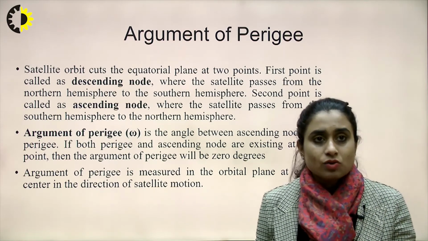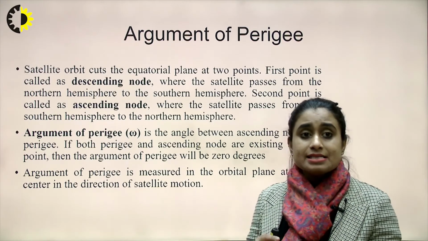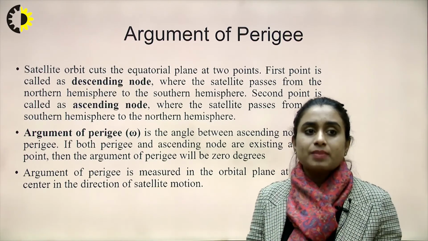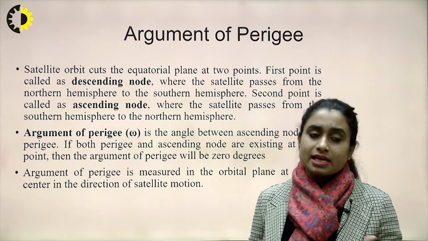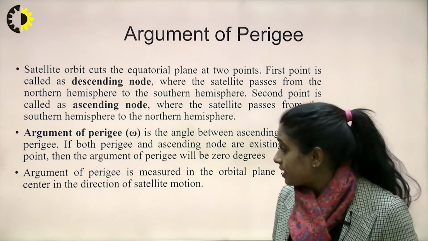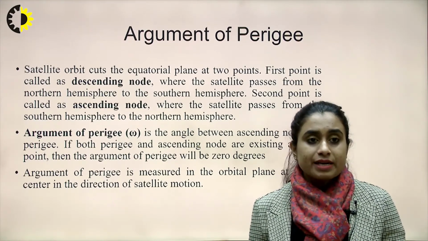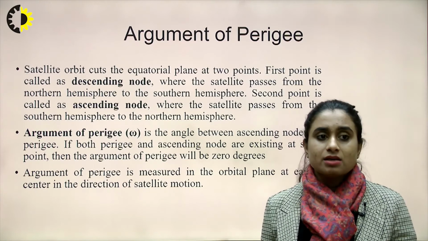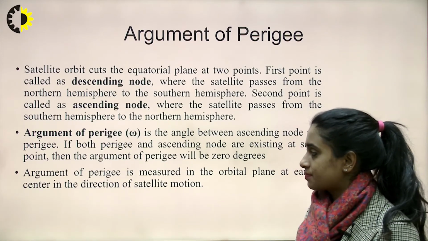take the ascending node, right? So the argument of perigee, which is represented by omega, is the angle between the ascending node and perigee, right? If both perigee and ascending node are at the same point, then the argument of perigee will be 0 degrees. Argument of perigee is measured in the orbital plane at Earth center in the direction of satellite motion.